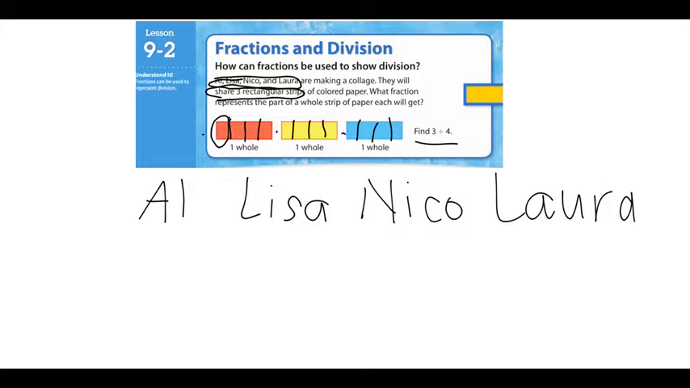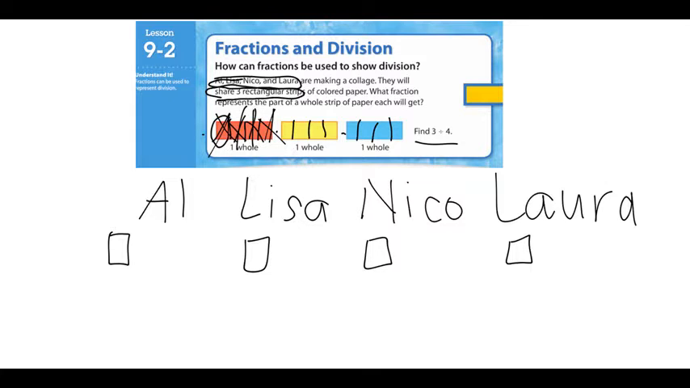Now this is the part, just like in whole number division, we're going to share each part. So I am going to just cross out a part as I draw it. So Al gets 1, Lisa gets 1, Nico, and Laura. That first whole, I just crossed them out. That first whole has been used up. I want you to go ahead and share the yellow and the blue with each person as well until you run out. Pause and do that now.